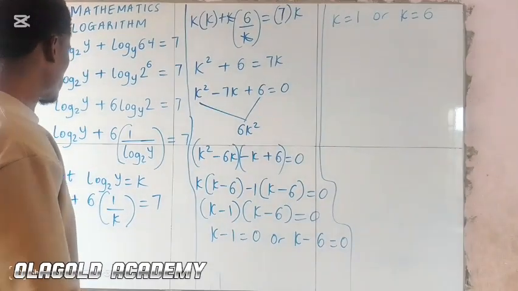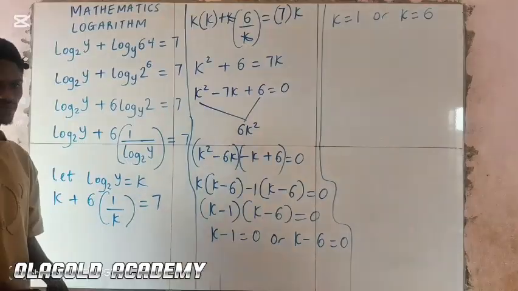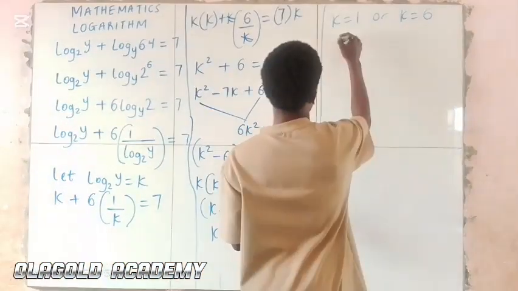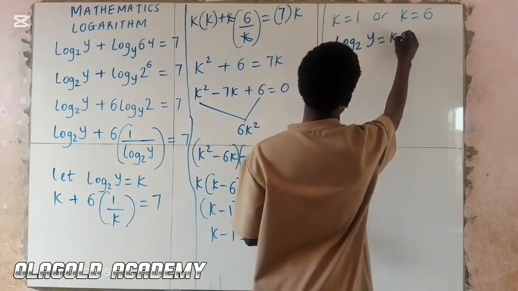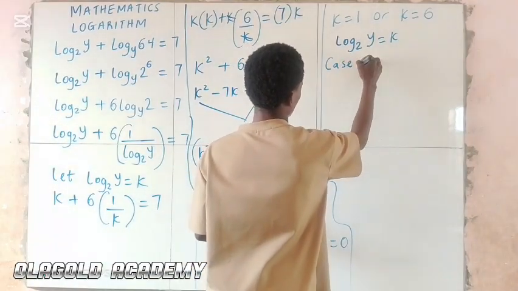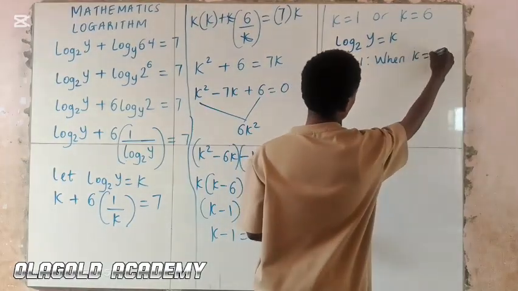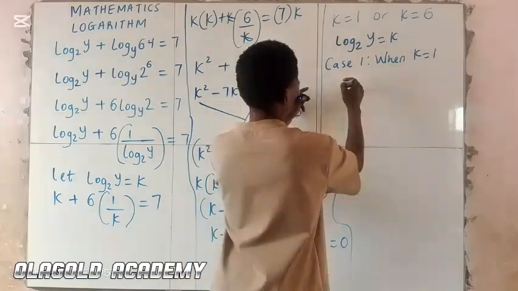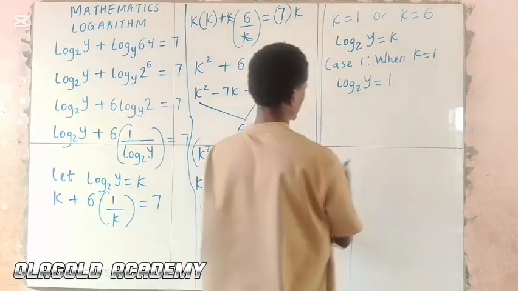And let's not forget that log 2 of y equals k. All right, for case 1 now, when k equals 1, I'm going to have log 2 of y equal to 1.